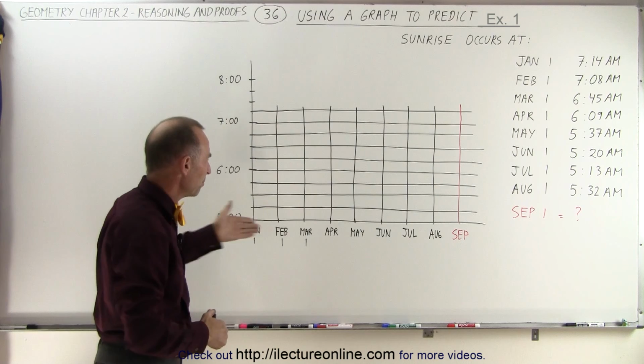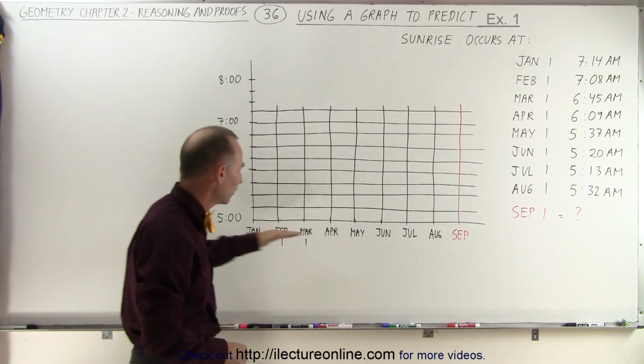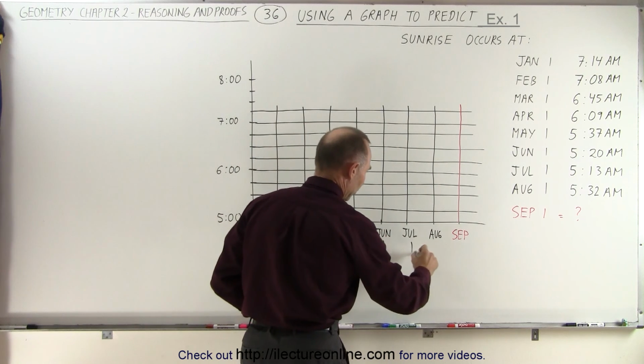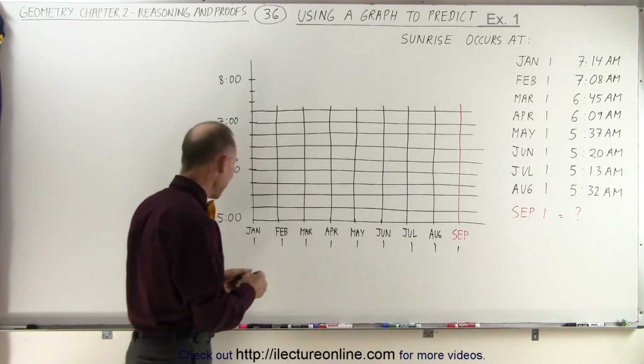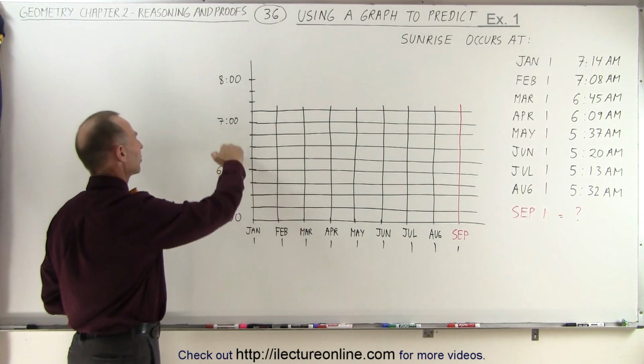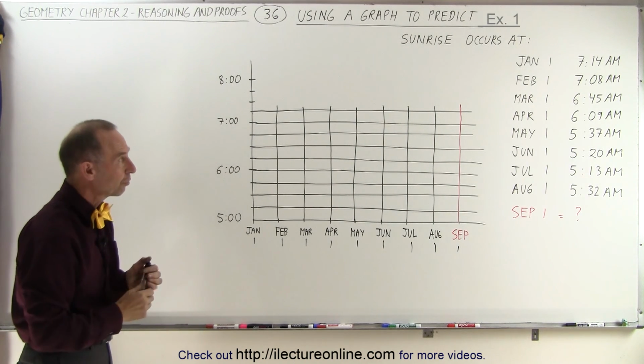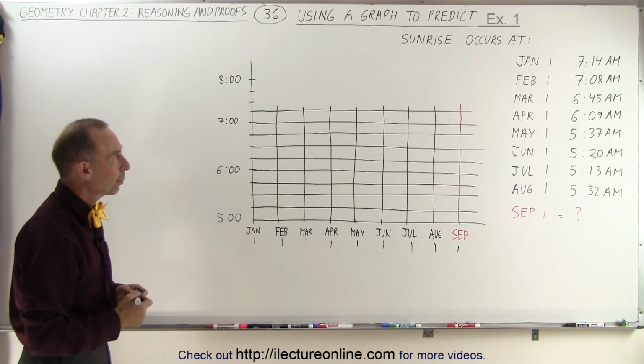So we already have a pre-prepared graph here. We have the months of the year, and of course that would be April 1st, May 1st, June, July, August, September 1st, and we have 5 o'clock, 6 o'clock, 7 o'clock, 8 o'clock in the morning. So let's go ahead and plot those points for the dates and the times that we know.